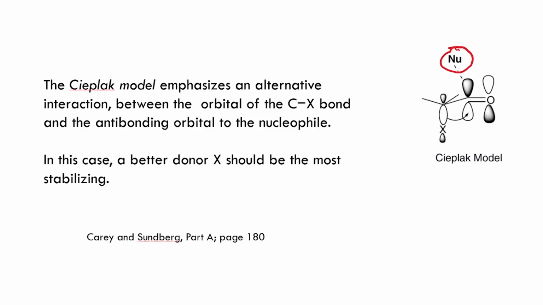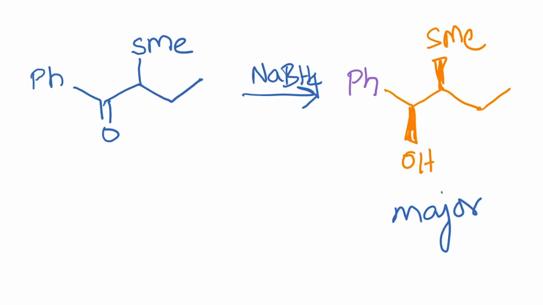Okay, now in order to understand this, let's look at an example. So the first example that we are looking at is if I take this compound, which is shown here, and I react this with sodium borohydride, the major product that I get here is the following compound. Okay, now sodium borohydride is basically a source of H minus, as all of you know, and so H minus is going to attack and then form an alcohol.